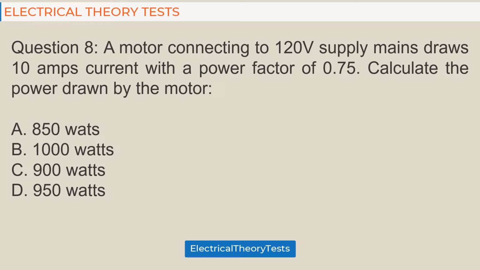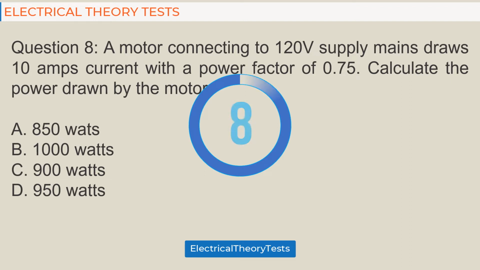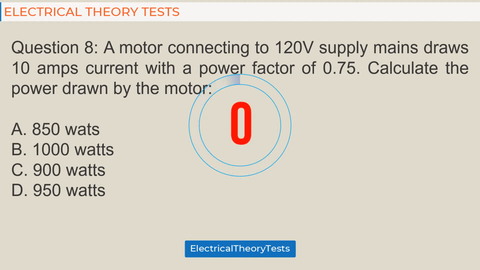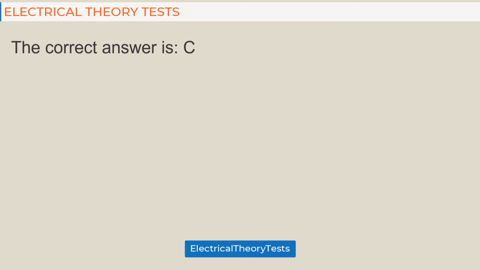Question 8. A motor connected to a 120 volt supply mains draws 10 amps current with a power factor of 0.75. Calculate the power drawn by the motor. A. 850 watts. B. 1000 watts. C. 900 watts. D. 950 watts. The correct answer is C.